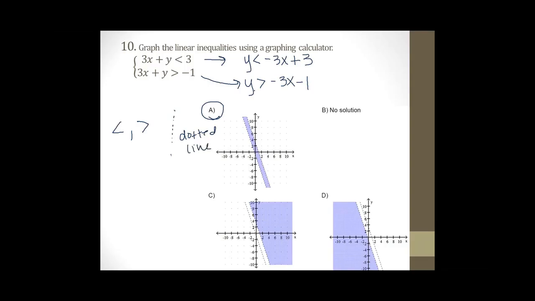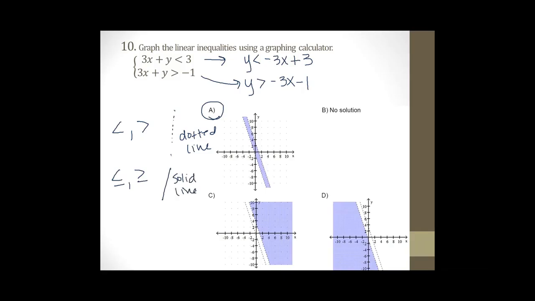So if you notice, even though the graphing calculator doesn't really show that well, you know that's why these two lines are dotted, because they were not "or equal to." Now, if it was less than or equal to, or greater than or equal to, you would use a solid line.